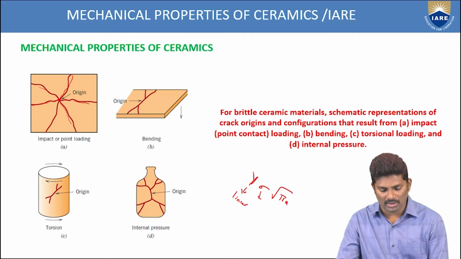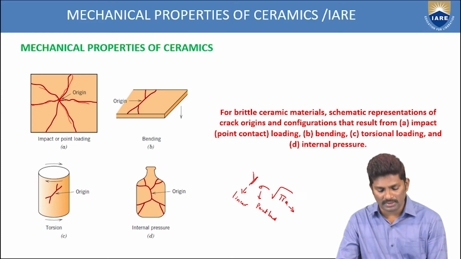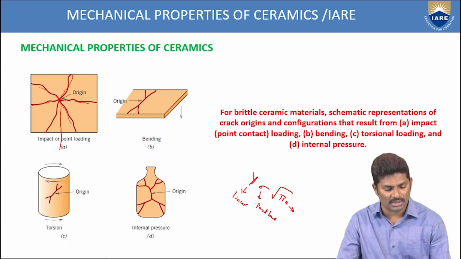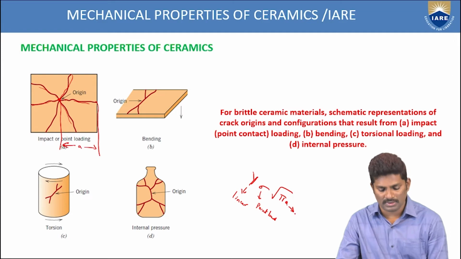And here the point load, what load you are applying here? This is called the point load sigma. Pi, of course, you can take it as 22/7 or 3.14. A is the length. So this is the length of the crack, how much length of the crack is being formed.